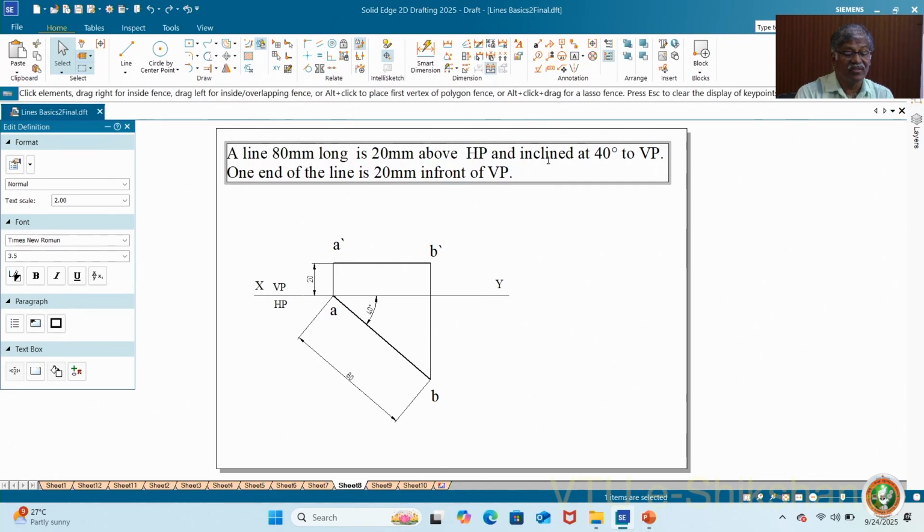Line is 20 mm above HP and one end of the line is touching VP. Or you can say simply on VP. A different problem has come. A line is 80 mm long, is 20 mm above HP and inclined at 40 degree to VP. One end of the line is on VP.